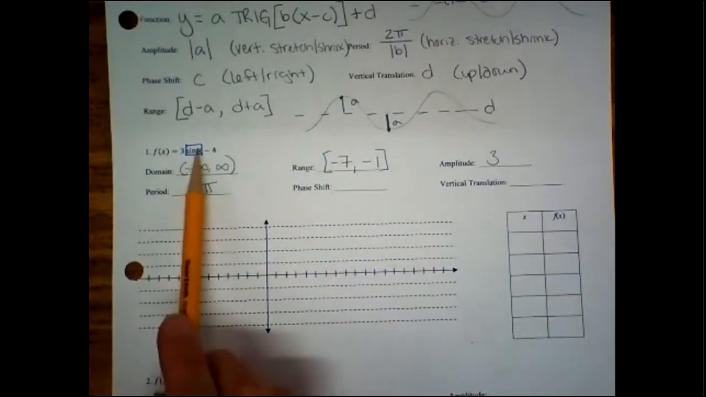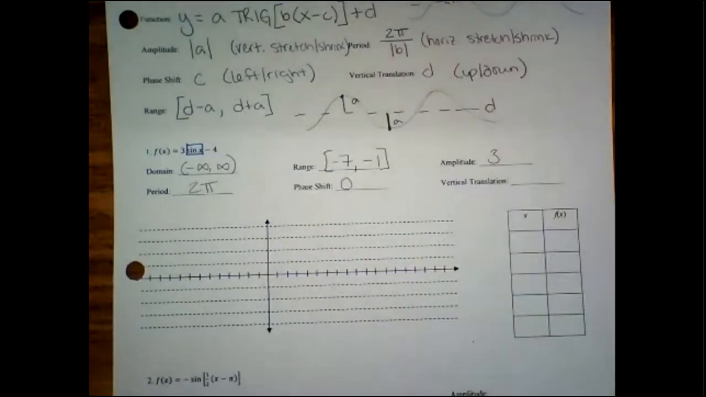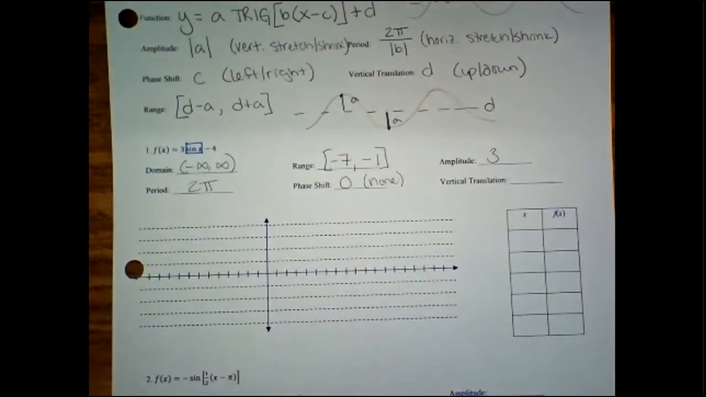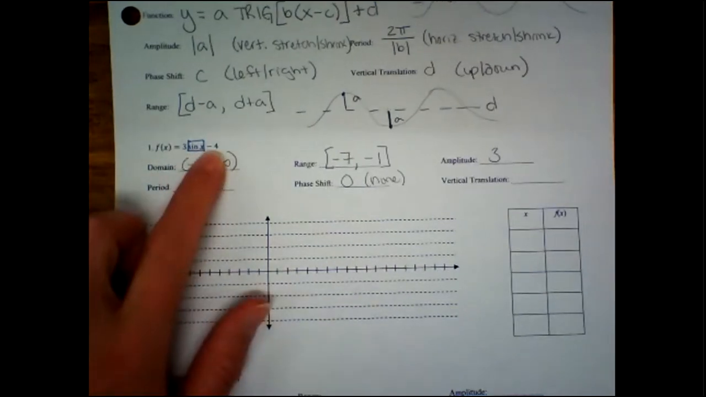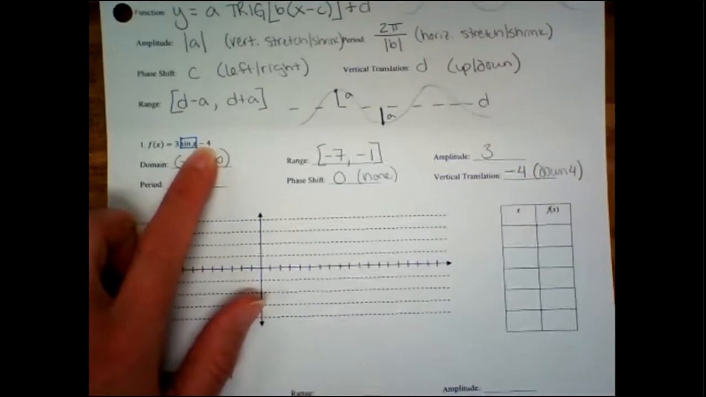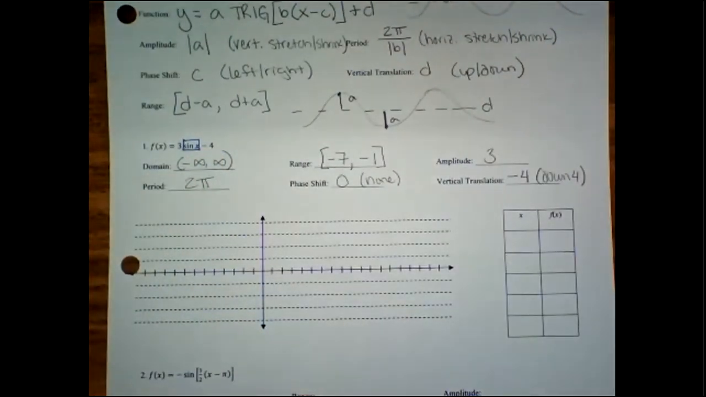Phase shift is left or right. Do you see anything changing inside of here? No, so 0, or you could say none. There just isn't one. It did not move left or right. And then the vertical translation would be -4, or you could say down 4, however you want to say that in words. Oh my gosh, look, we answered all of that. We didn't even draw a graph. Isn't that cool? You can get so many points without even really doing much, okay?